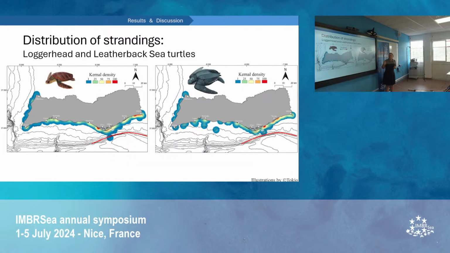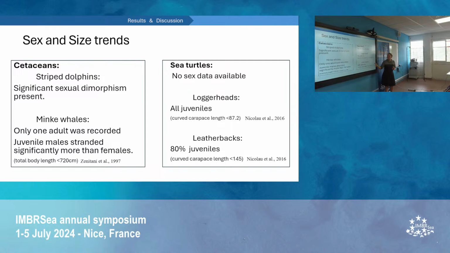For both loggerhead and leatherback sea turtles, we're seeing hotspots closer to our coast. For loggerheads, they're a little bit further away from our shelf, but still close to this continental shelf. And for leatherbacks, they're very close to our continental shelf. So again, bringing these pelagic species closer to our shores.